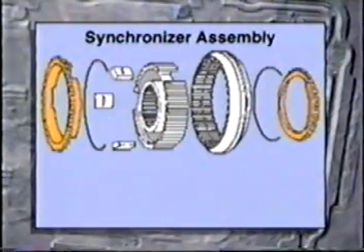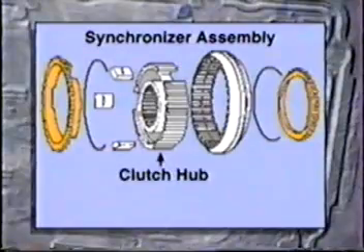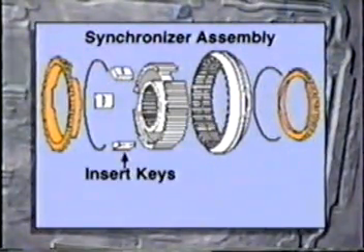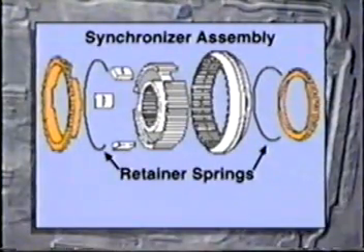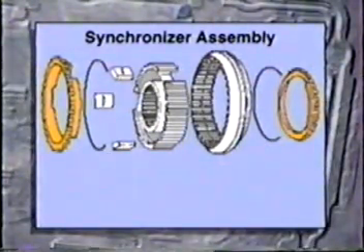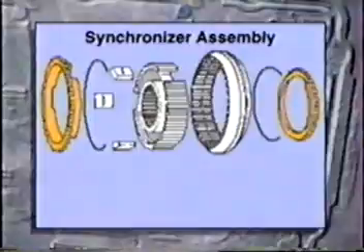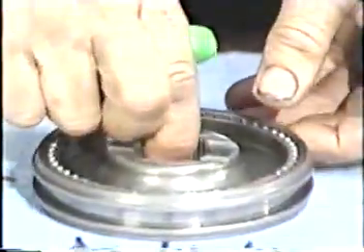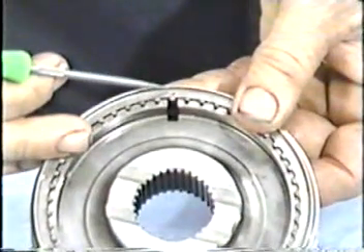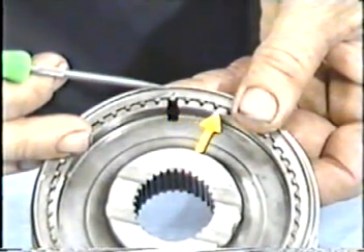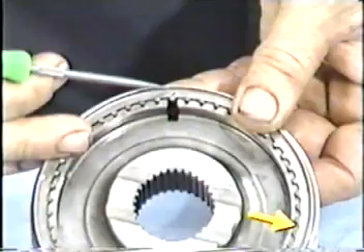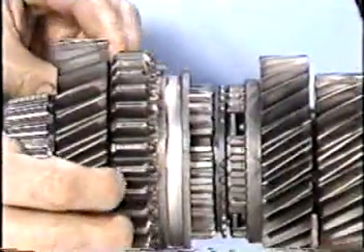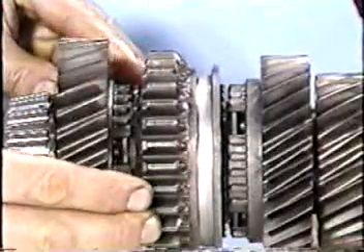The parts of the synchronizer assembly are the clutch hub, the coupling sleeve, the synchronizer rings, the insert keys, and the insert key retainer spring. Let's look at each component one at a time. Each synchronizer assembly has a coupling sleeve that slides on the clutch hub. The teeth on the inner circumference of the sleeve mate with the teeth on the outer side of the clutch hub. To prevent shifting problems, the coupling sleeve must slide smoothly on the clutch hub.